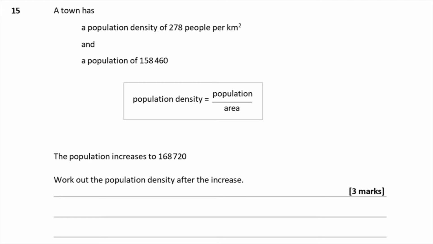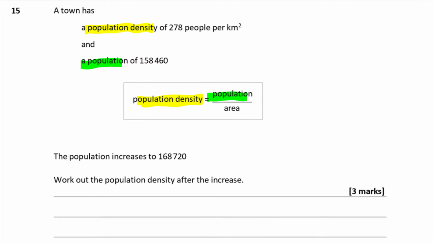Okay, so the population density after the increase is going to be the new population divided by the same area. But we don't know what the area is at the moment, because in the first part we've been given the population density, this part of the formula, and we've been given the population, this part of the formula. So if we rearrange this one first, we should be able to work out the area of the town from the first bit of information. And then once we know the area of the town, it's not going to change from one time to the next. So we're going to use the same area and the new population to work out the new population density. Okay, that's my plan.